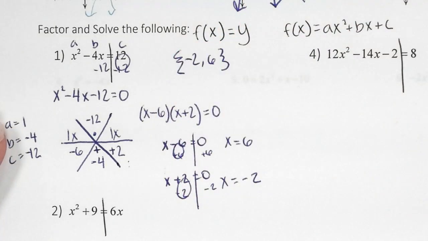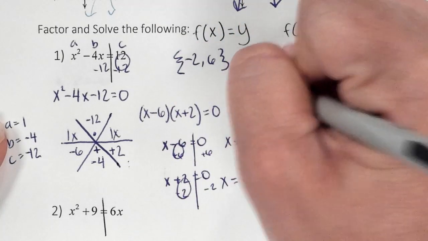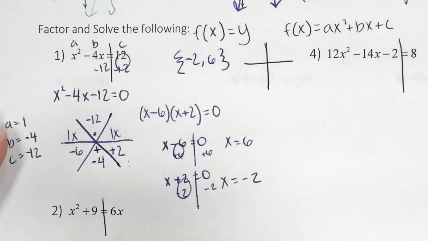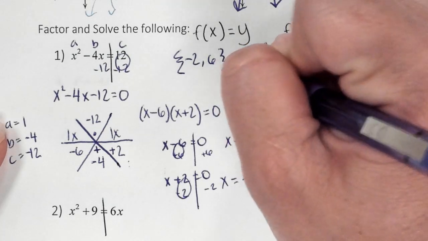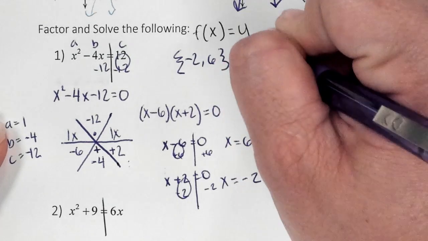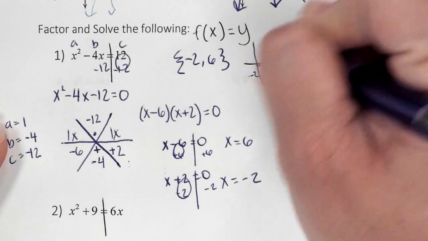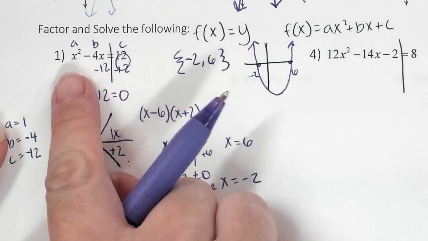Because what this means, y'all, if I graph this, is that my graph touches at -2 and +6, so it's going to look something like this. And I know it's upright because it's a positive A.